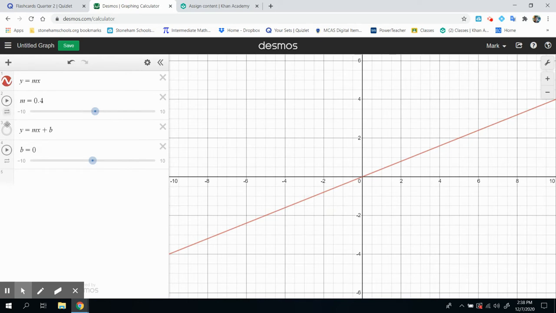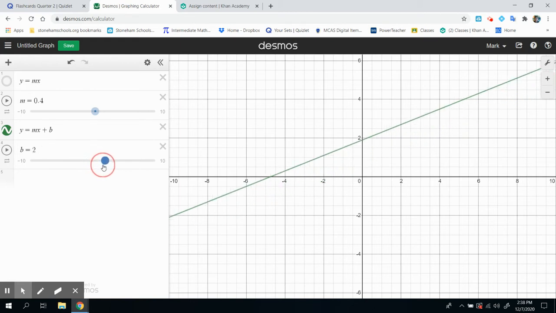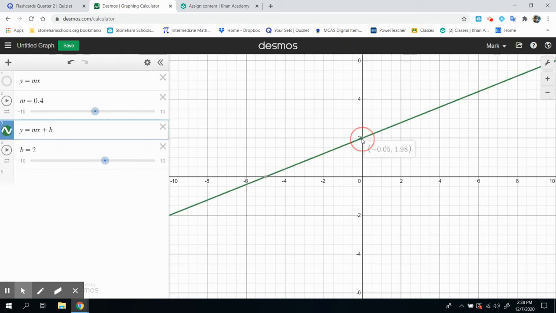Now, let's take a look at this b here. My b value is the point where the line crosses the y-axis. It's our y-intercept, which was our word of the day yesterday. So there's that point on my y-intercept. You know it's (0, 2), 2 being the b value. Again, y-intercept was the word of the day yesterday.